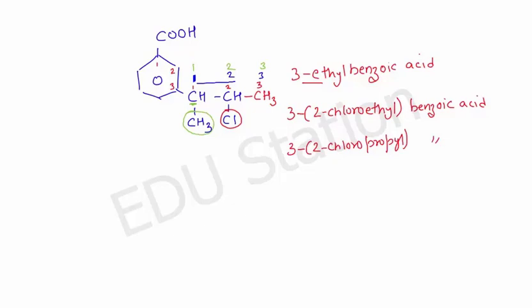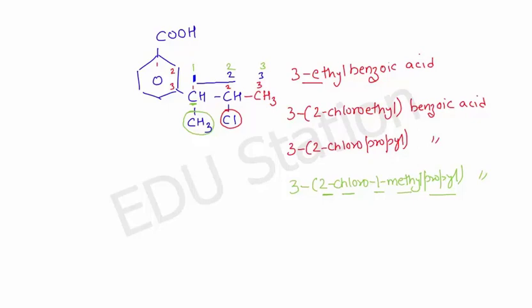Now your name would be 3-(2-chloro-1-methylpropyl)benzoic acid. This will remain propyl. This is the propyl on which the second carbon has chloro and the first carbon has methyl.